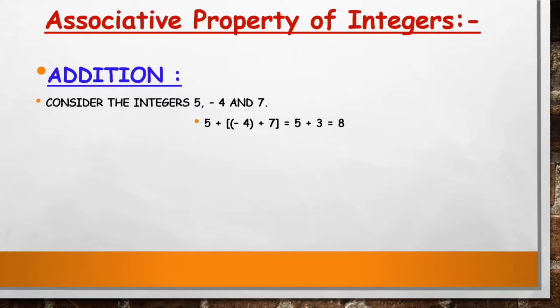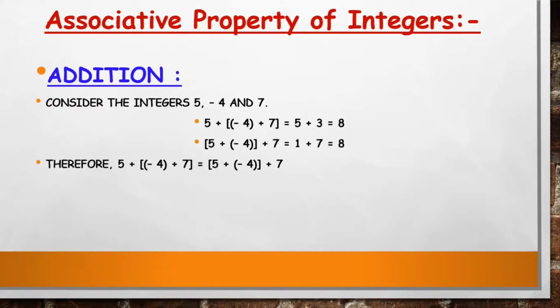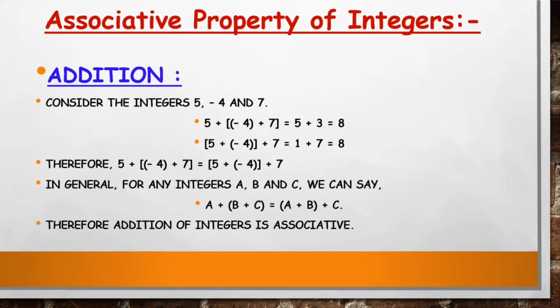So here I have added in this way. Now I have changed the grouping. First I made the group of -4 and 7, and now I have made the group of 5 and -4, and I added, but is my answer changed? No. So what we can conclude is that if I have three integers and add them in any possible way, my answer is not going to change. So we can say addition of integers is associative. Many students have confusion between commutative and associative. So remember, commutative is like a communication between two people, and associative is like an association, like a conference call where three people can also talk.